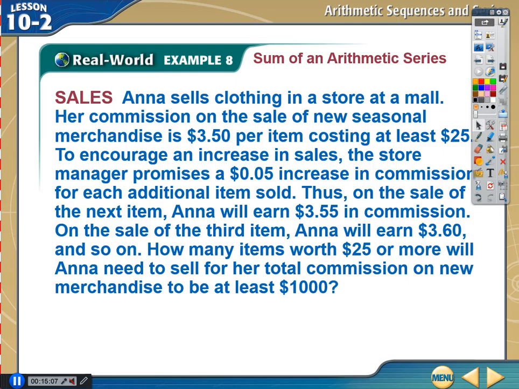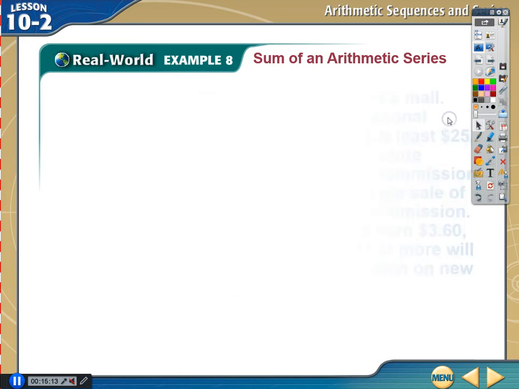So, you guys ready to find out how much it's going to be? I'm going to go on to the next page so I have room to write. And here we go. If you were to write this out, we'd find out that A sub 1 is equal to 350. A sub 2 is equal to 355.